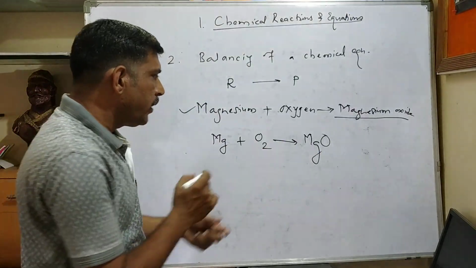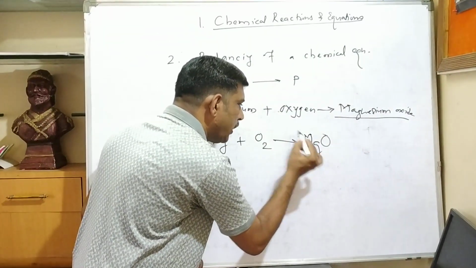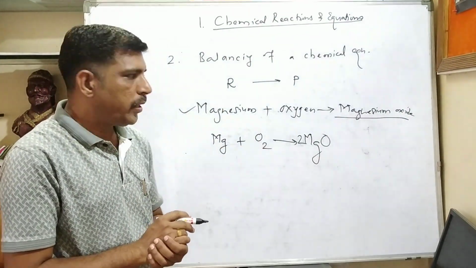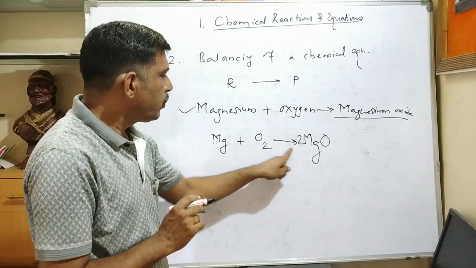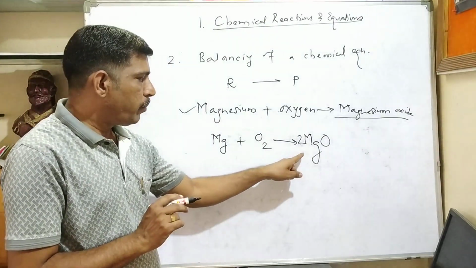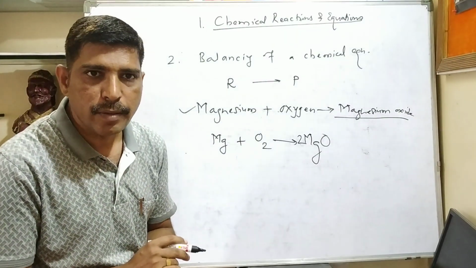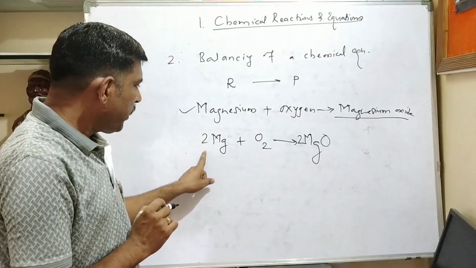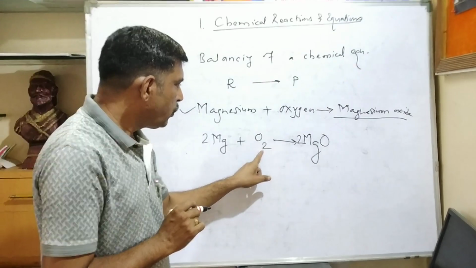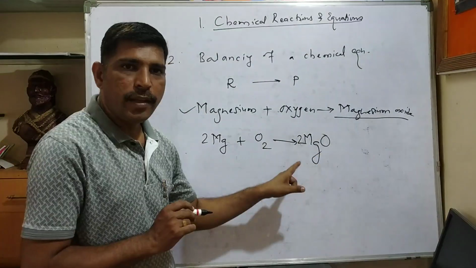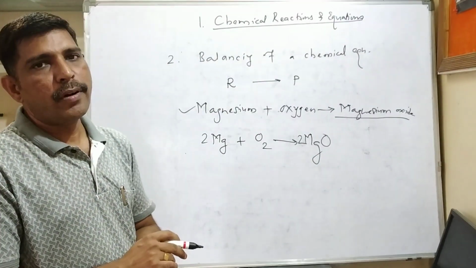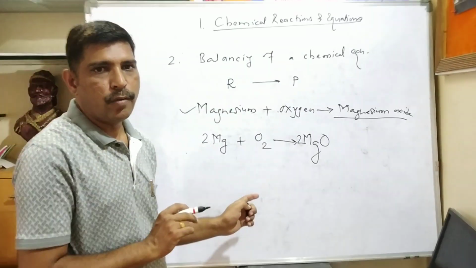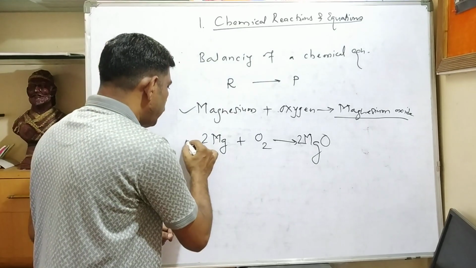Suppose I write 2 as a coefficient. If I multiply the right side, the product side, by 2, then we will get 2 oxygen. So the oxygen will be equal. But the problem is now magnesium. Then suppose I write 2 magnesium, then 2 magnesium, 2 magnesium, 2 oxygen, 2 oxygen. Okay. Here both the reactant and product sides are equal. The atoms of the reactants and products will be equal now. Okay. So this is the balanced reaction.